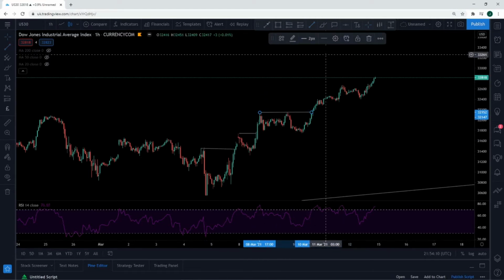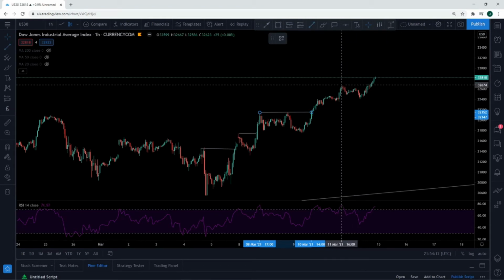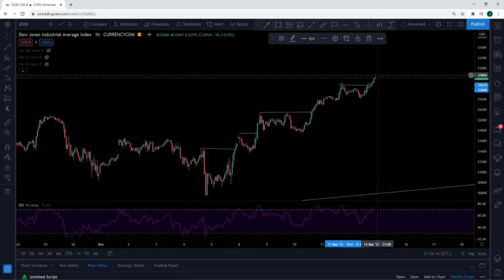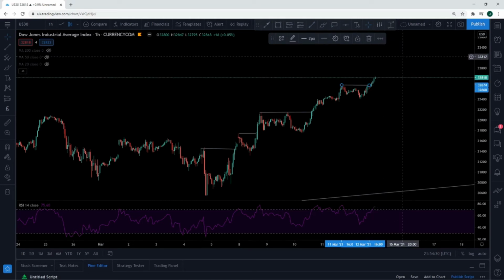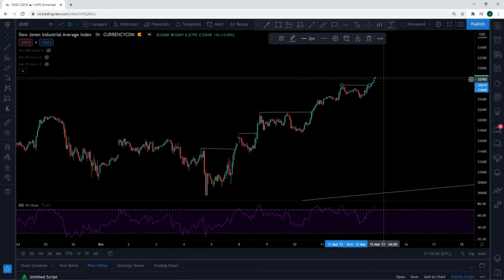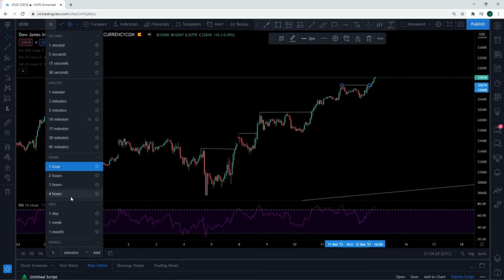Look, so we have a nice breakout there, move to the upside. What we can see now is a bit of retracement, and then a move higher. But I'd love to see US 30 go long, guys. I'll show you what I'm talking about.